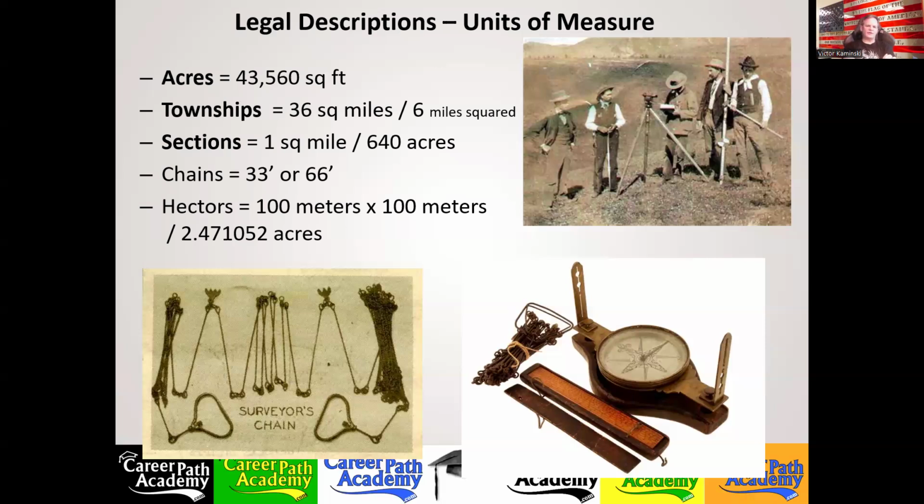And we can get into other kinds of measurements. We don't need to know chains for exams, or hectares. Hectares are 100 meters by 100 meters. We're not on the metric system here. A hectare is 2.47 acres of land.